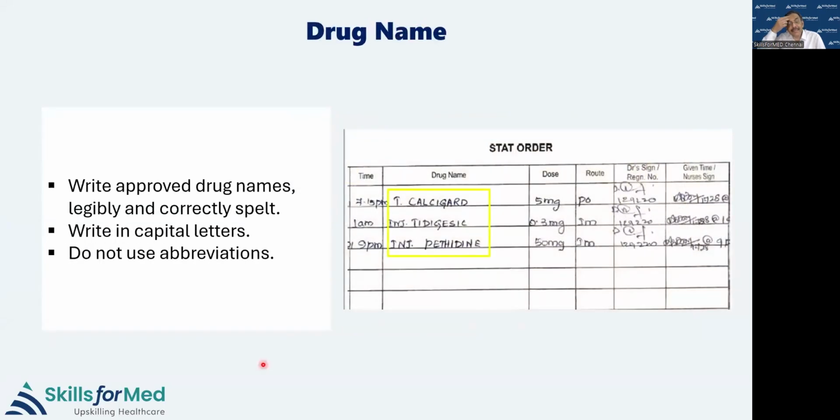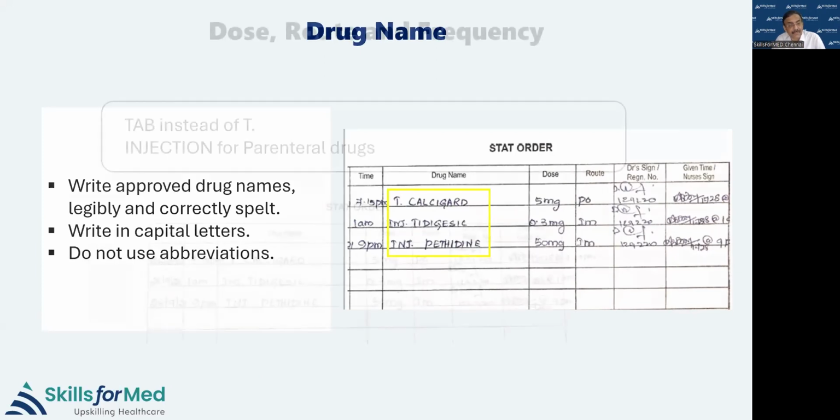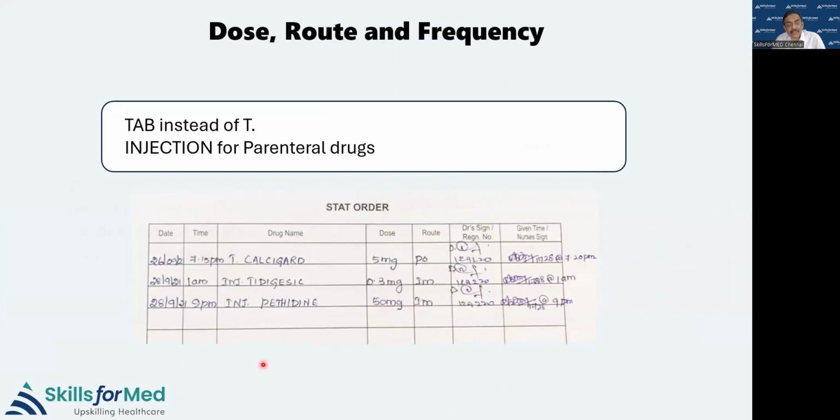And when you write the drug names, you have to write the approved drug names legibly and correctly spelled. Don't use small letters, always use capital letters, and do not use unapproved abbreviations. We'll talk about abbreviations more in the next few slides. Now, there are certain things which are very basic. Don't use T for tablets, because that can be mistaken for I. People may take it as injection.